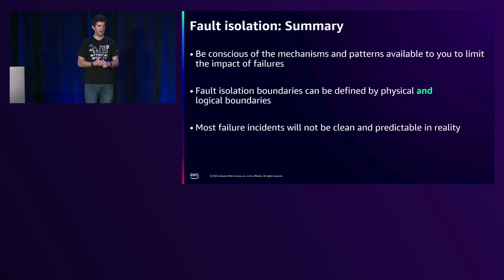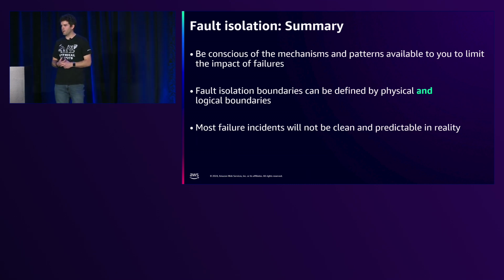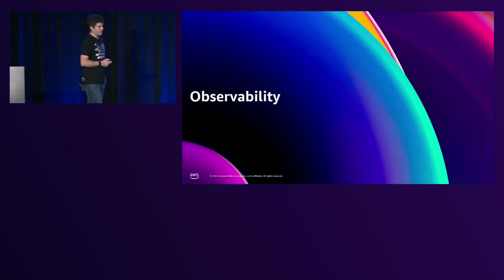The boundaries that you define are going to dictate the amount of isolation that can exist when failures occur, and how small the blast radius can be when failures do happen, because they will happen. And in reality, the failures that you're going to experience are not going to be those clean, neat, coarse-grained, black and white failure scenarios where everything has come down and it's easy to detect and easy to recover from. So that's fault isolation.